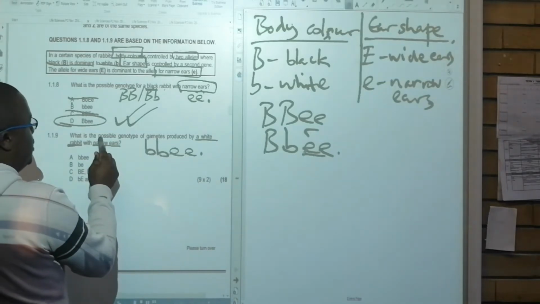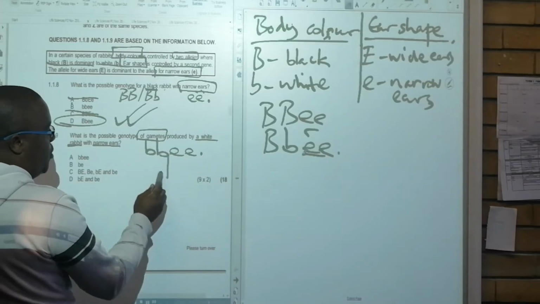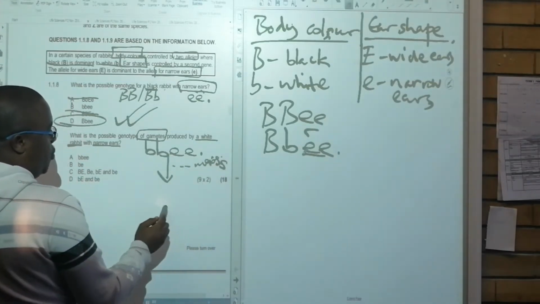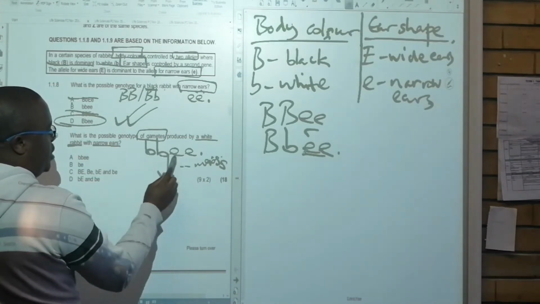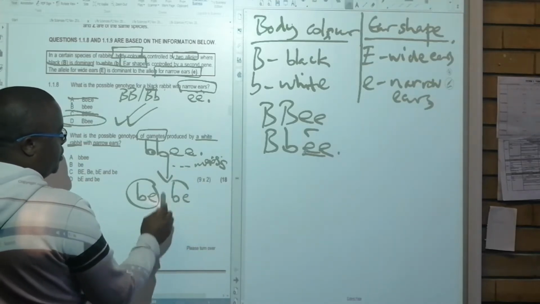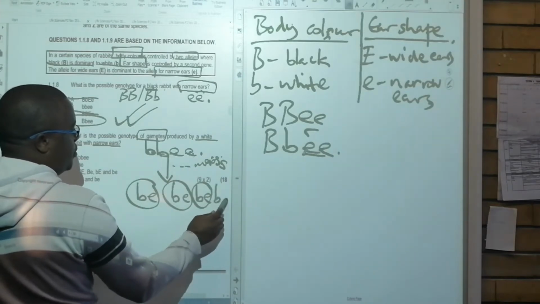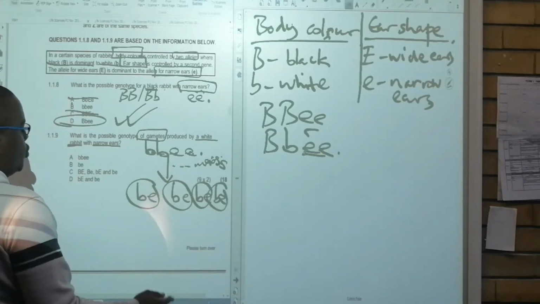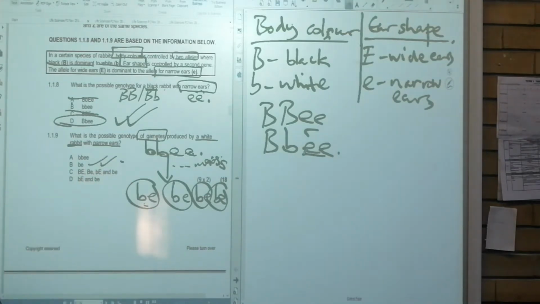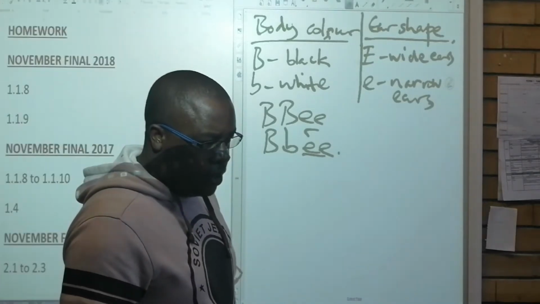But look at this. What is the possible genotype of gametes produced? If meiosis occurs here, we can only get one type: this and this together, this and that together. Same thing. We're only getting one type. So what is the type? I hope you're getting that. I want to move a bit faster here so that we go.